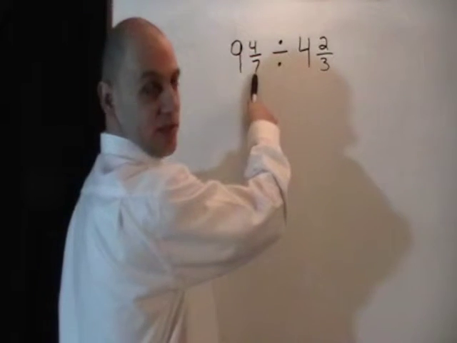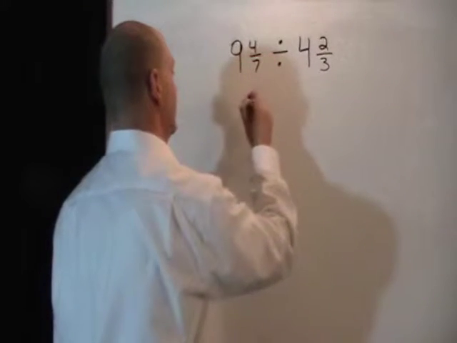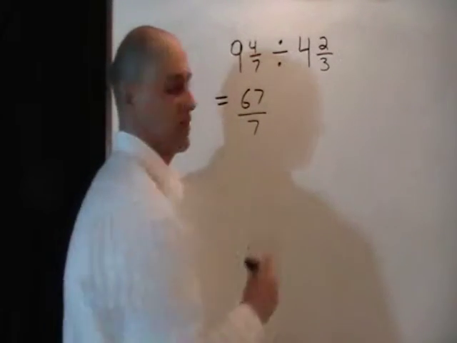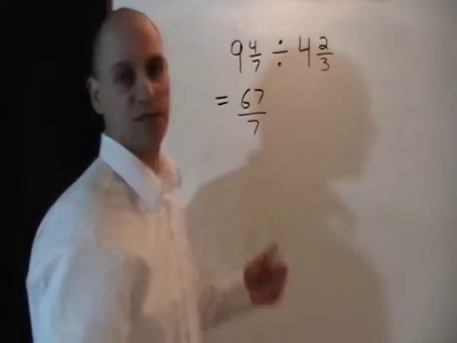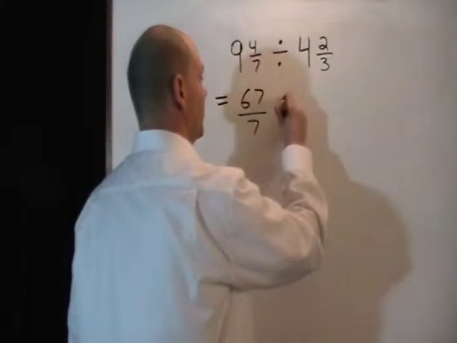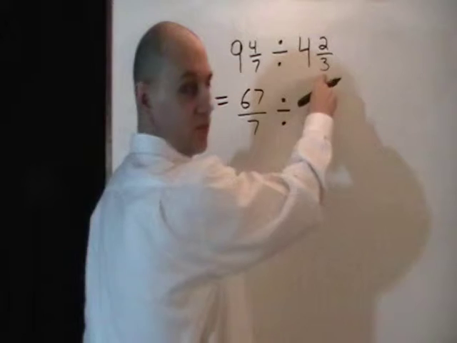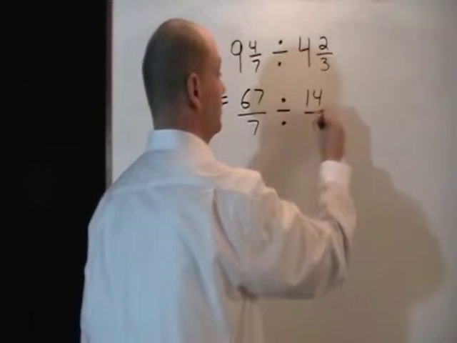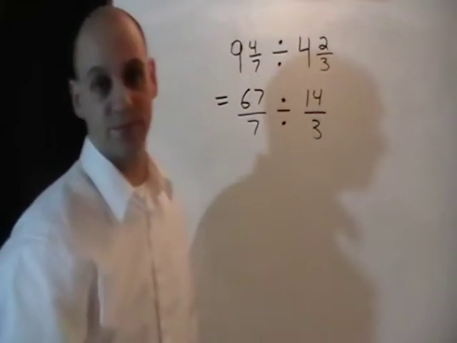9 times 7 is 63, plus 4 is 67, divided by 7. So 9 and 4/7 is equivalent to 67 over 7. And that's going to be divided by 4 times 3 is 12, plus 2 is 14, divided by 3.